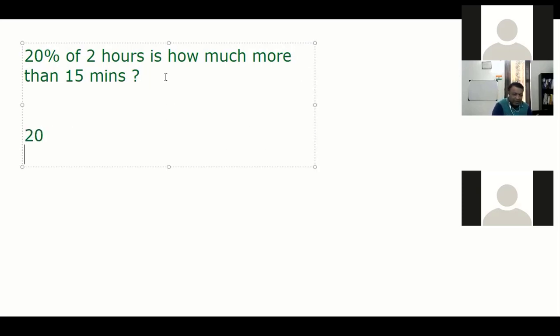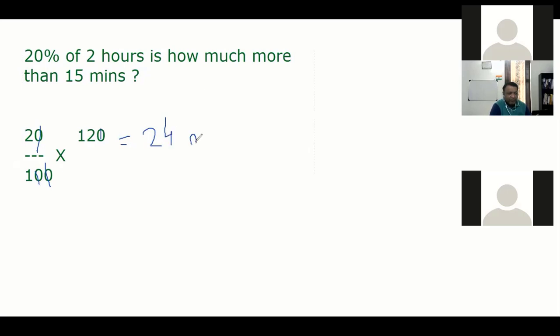First, 20% means 20 upon 100 into, of means into, and 2 hours means 120 minutes. How will you solve this? We will first cut the zeros. How much is coming? 24. 24 minutes or hours? Minutes, because we converted 2 hours into minutes. And 24 minutes is this, 15 minutes is this. So which is more? 24 minutes. How much more?